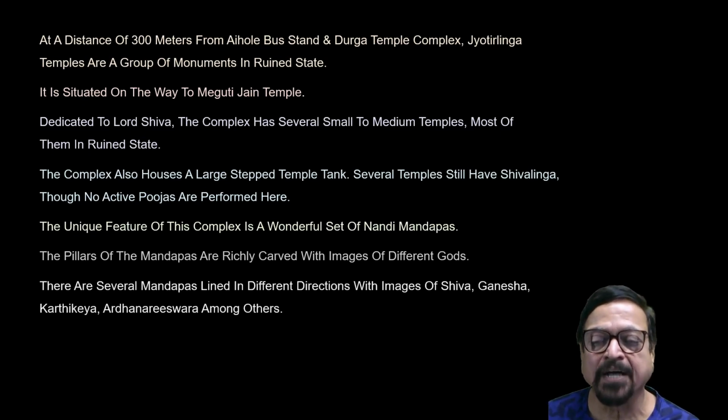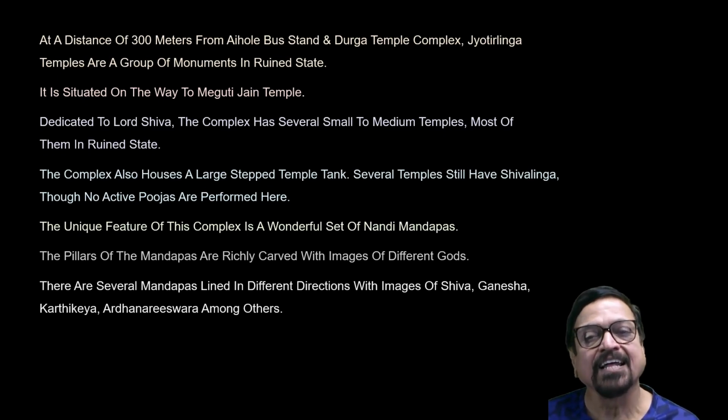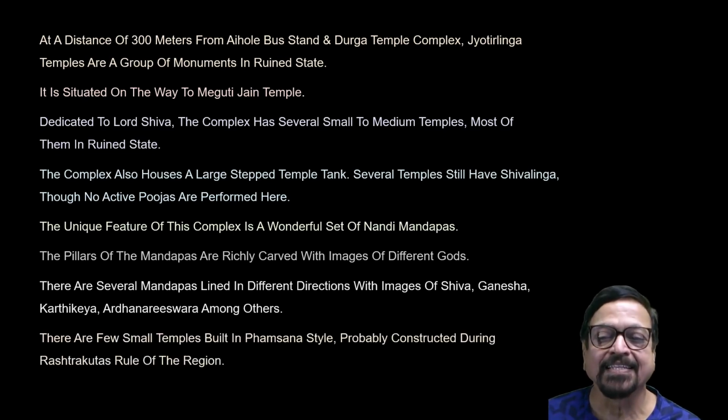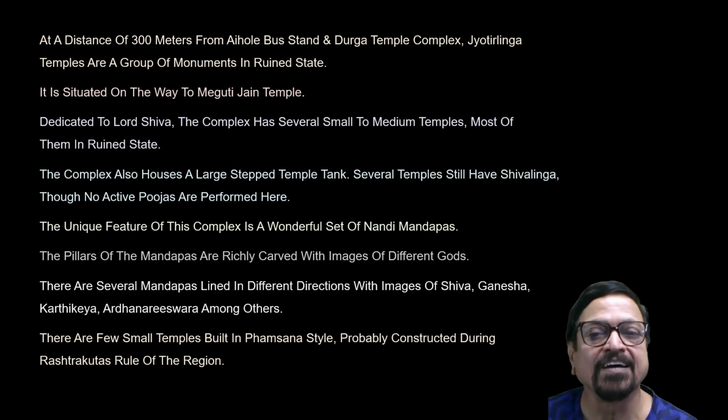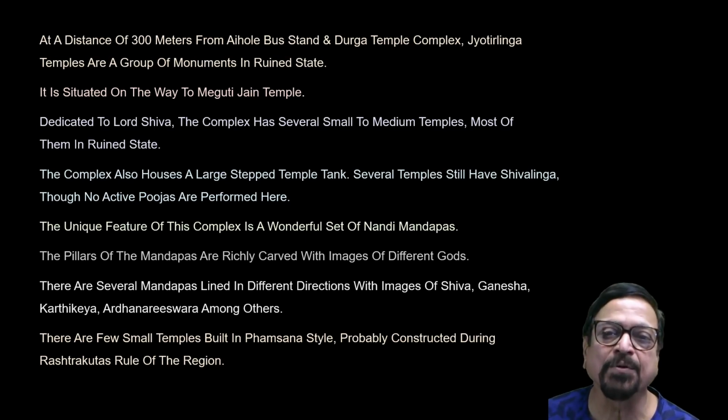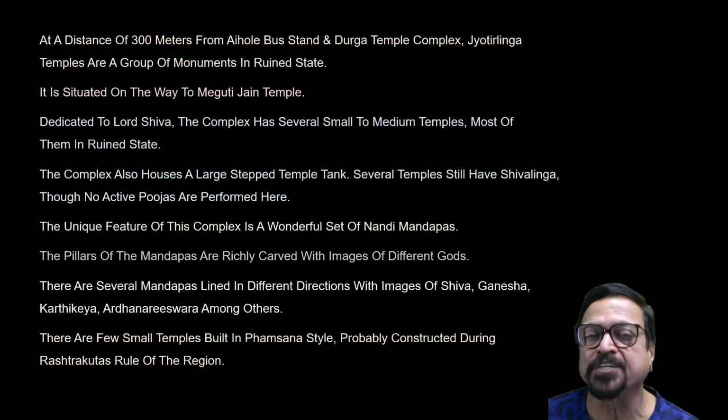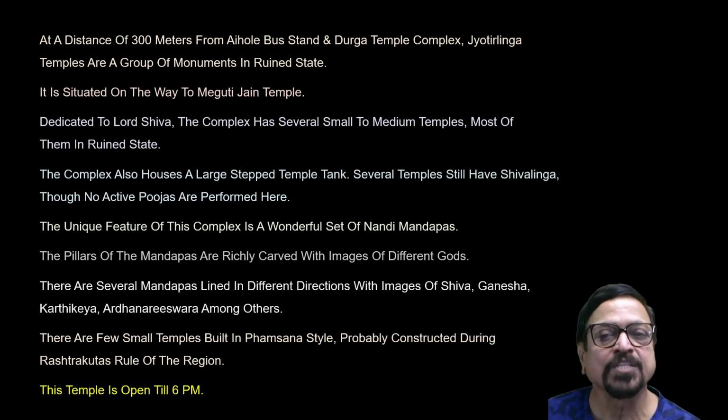Now there are several mandapas lined in different directions with images of Shiva, Ganesha, Kartikeya and Ardhanareshwara, that is half Shiva and half Parvati. The combination of masculine and feminine is Ardhanareshwara. There are a few small temples built in a Phamsana style, probably constructed during the Rashtrakutas' rule of the region. Now we know that first it was the Chalukyas and then it was taken over by the Rashtrakutas. For certain time even Vijayanagar had this. So this area was shared, but somehow they have added to the beauty of the temple.